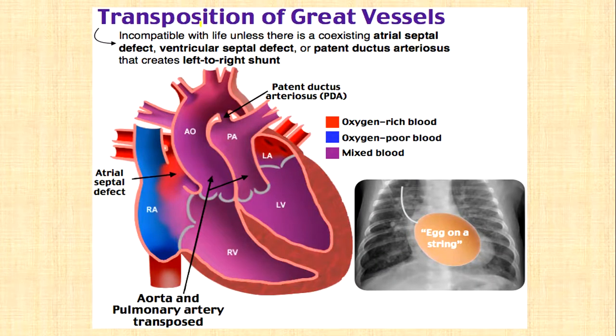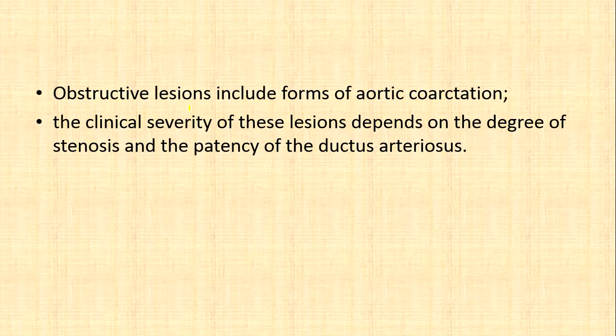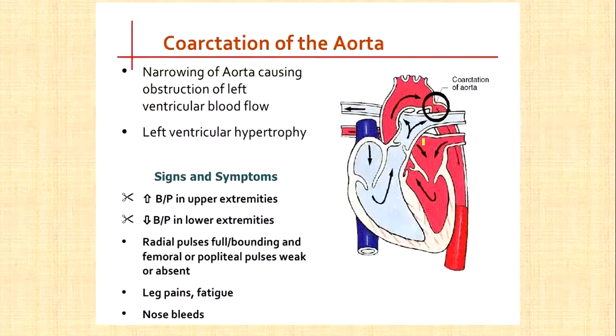This slide shows you transposition of the great vessels. The aorta is opening in the right ventricle, and the pulmonary artery is opening in the left ventricle, and it is incompatible with life unless there is coexistent atrial septal defect, ventricular septal defect, or patent ductus arteriosus. Obstructive lesions include coarctation of aorta, and its clinical severity depends on the degree of stenosis and patency of the ductus arteriosus.